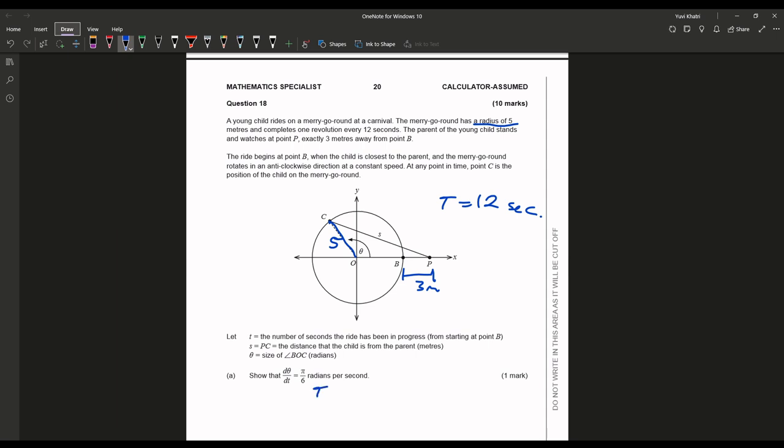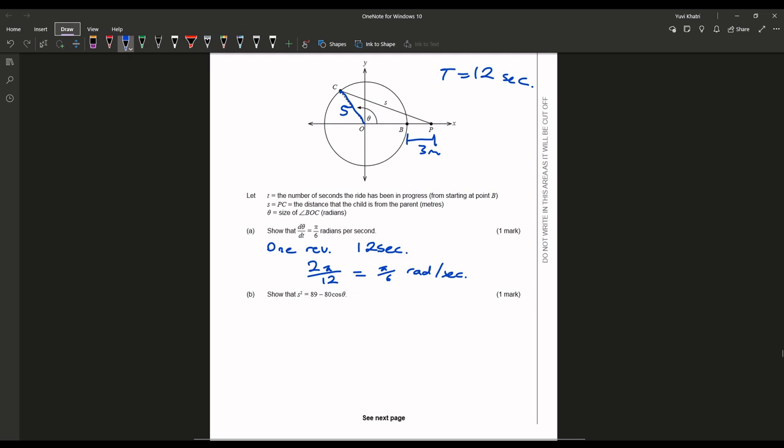So for that, we know that the period is 12 seconds. So that's one revolution every 12 seconds. Now, the angle of the whole circle is 2 pi radians. So all we have to do is do 2 pi over 12, which gives us pi over 6 radians per second. That's d theta/dt, or the rate of change of theta, because the whole circle is 2 pi radians, and if it takes 12 seconds to do one revolution, then we just divide those.